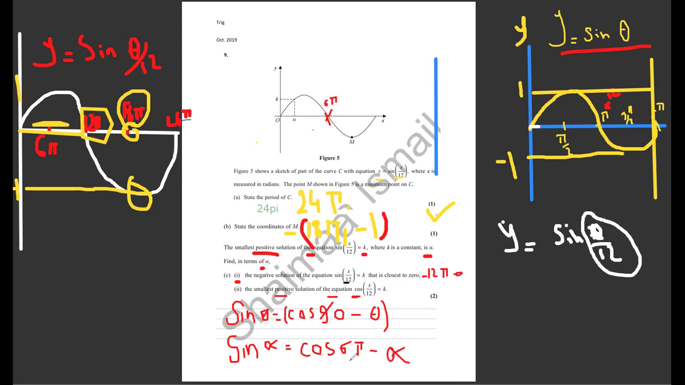So here the final answer, the smallest positive solution for this, which is k here, will be the solution for cosine, and it will be equal to 6 pi minus alpha. Great. So 6 pi minus alpha, a tricky question.